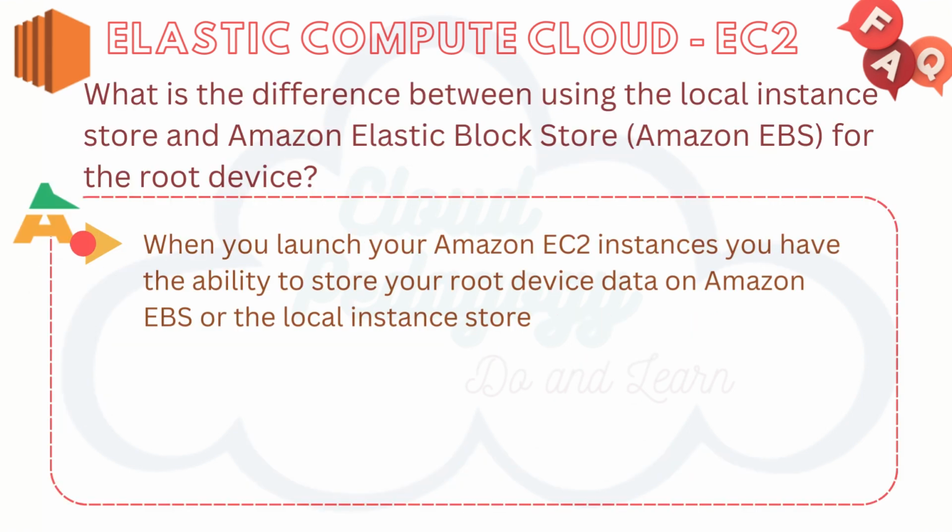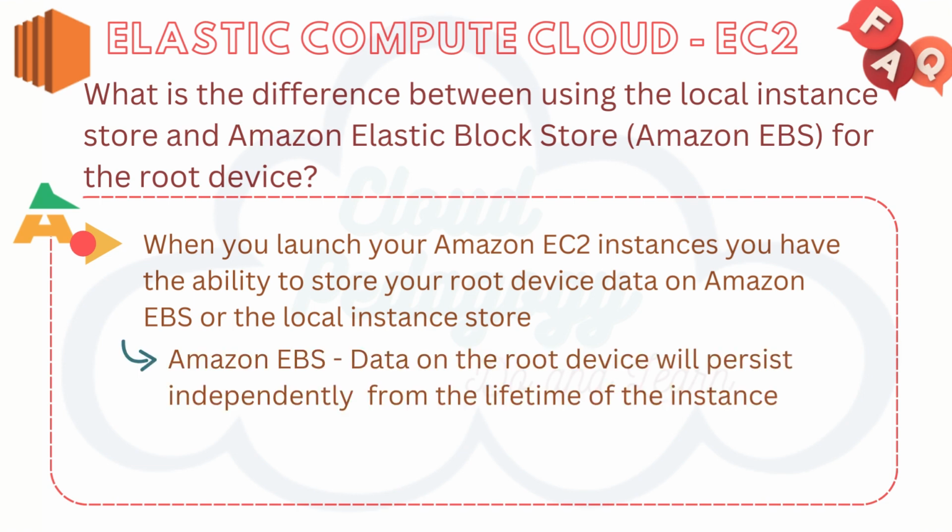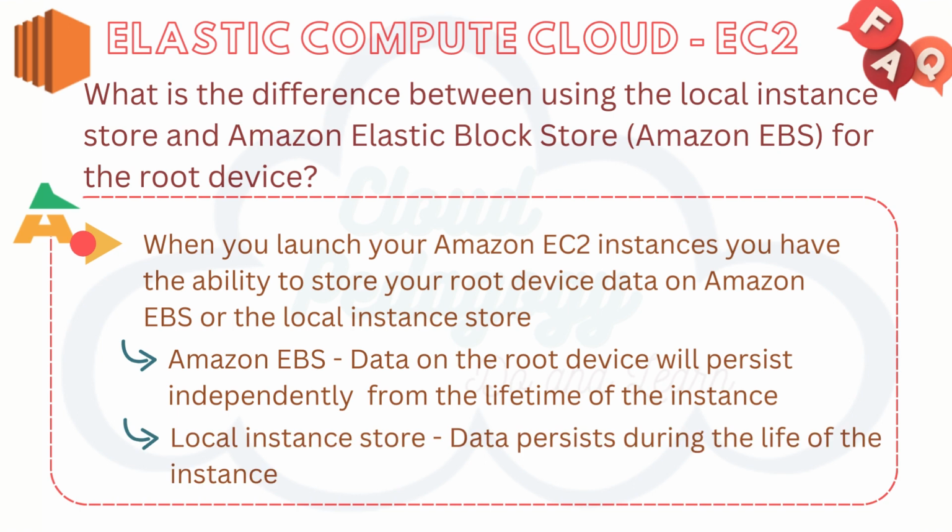When you launch your Amazon EC2 instances, you have the ability to store your root device data on Amazon EBS or the local instance store. By using Amazon EBS, data on the root device will persist independently from the lifetime of the instance. This enables you to stop and restart the instance at a subsequent time, which is similar to shutting down your laptop and restarting it when you need it again.